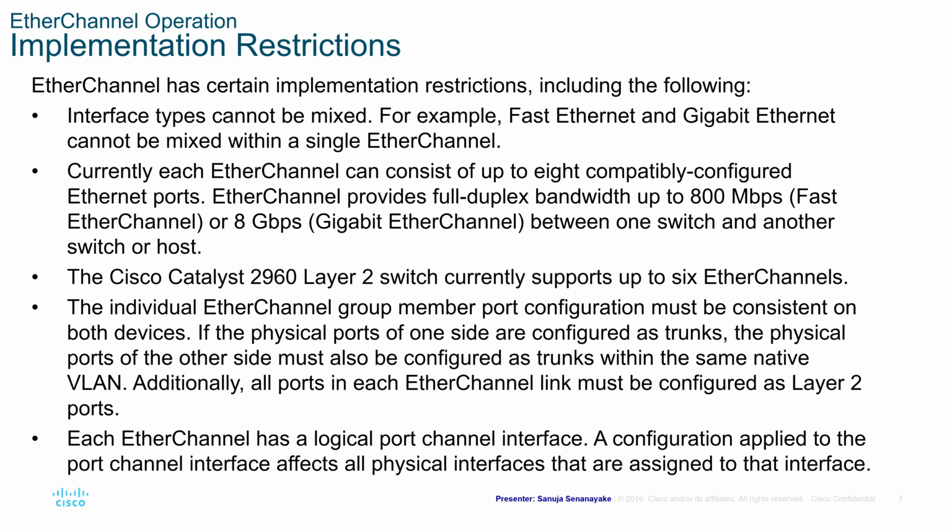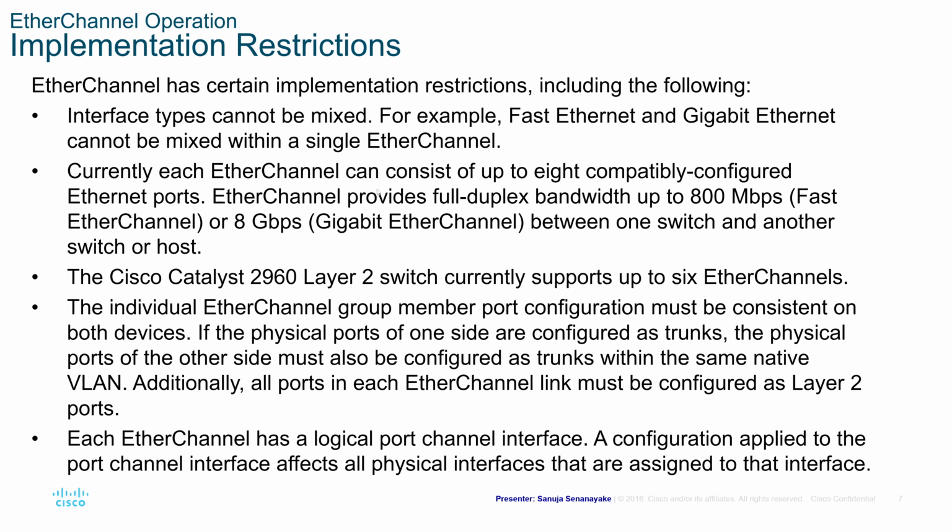EtherChannel has certain implementation restrictions, however, that include the interface types that cannot be mixed. For example, Fast Ethernet and Gigabit Ethernet cannot be mixed within a single EtherChannel. So if you have a Cisco switch or any other switch, IBM or HP switches, for example, with both Fast Ethernet and Gigabit ports, you can only combine Gigabit ports together for your EtherChannel and the Fast Ethernet ports together for your EtherChannel. You can't mix them up.